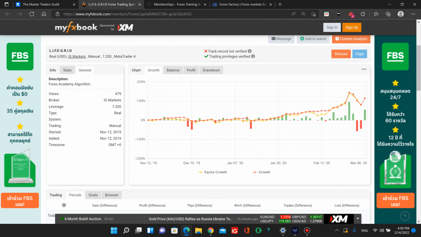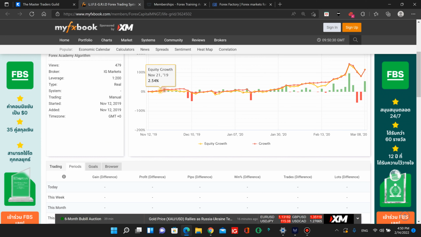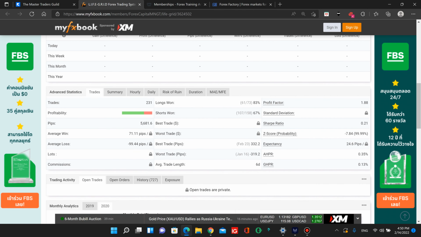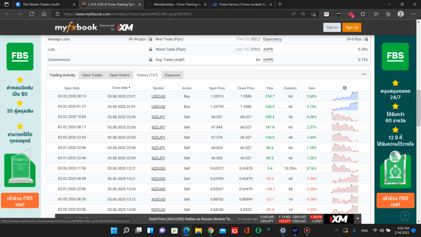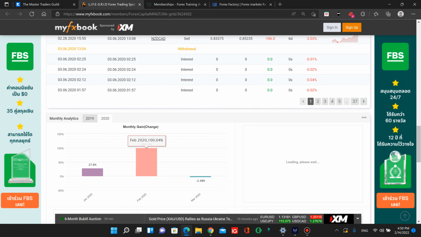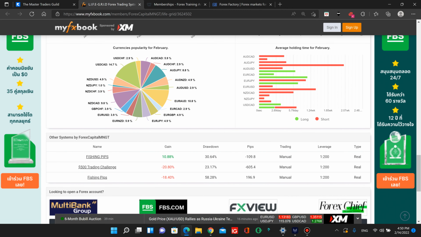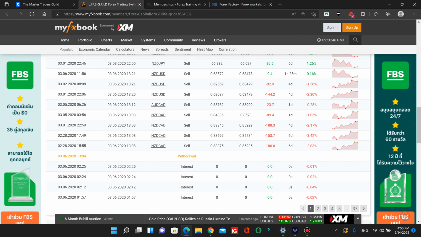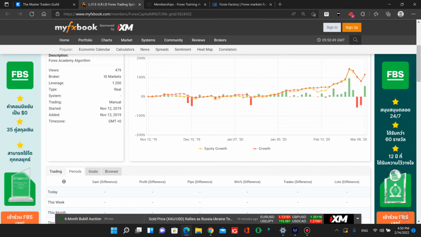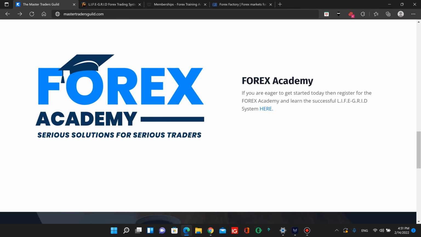You can see this LifeGrid system algorithm was created in 2019, and I let it test run all the way through the next year, and you can see a positive equity curve. You can track the history of every single trade that was taken, the amount of pips, the percent gains. Everything is tracked and recorded. You can go all the way down to the analytics of the specific pairs that I trade and the duration of them. So this is a very good program to use. Like I said, it's called the LifeGrid System, and this is what I will be teaching everyone how to trade to become a profitable trader.